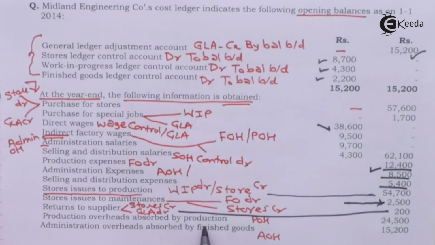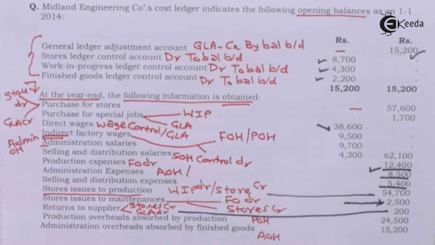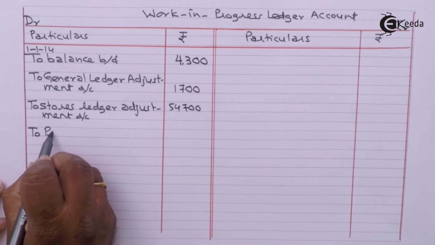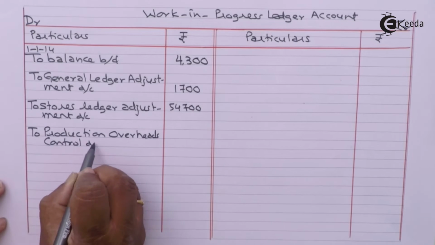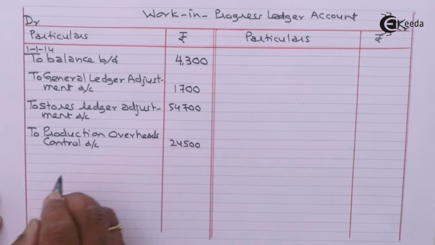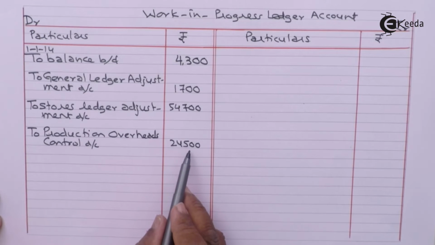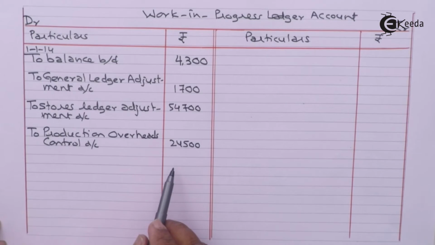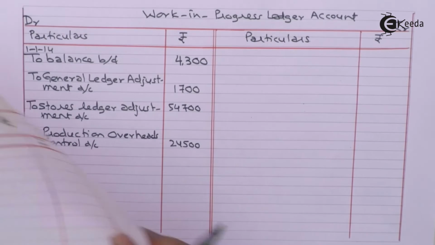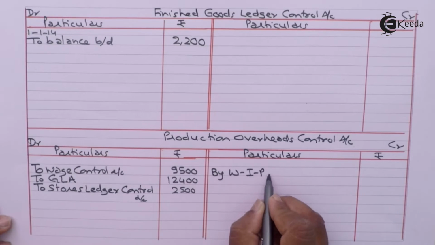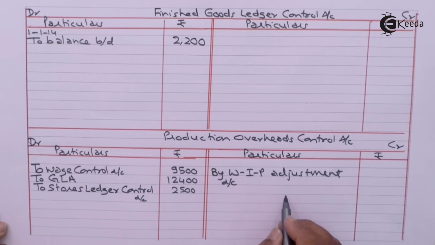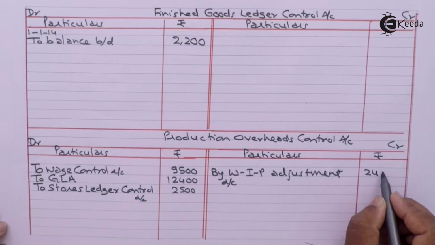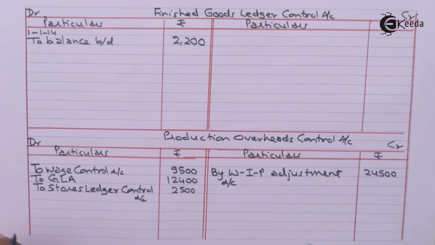Production overheads absorbed by production 24,500. This will be debited to work in progress to production overheads control account 24,500. This will be credited to now production overheads control account by work in progress adjustment account 24,500.